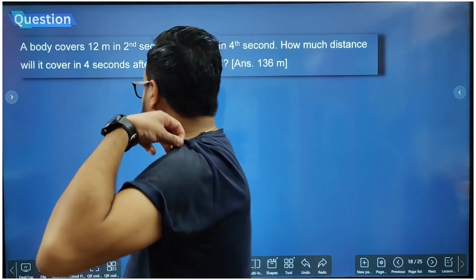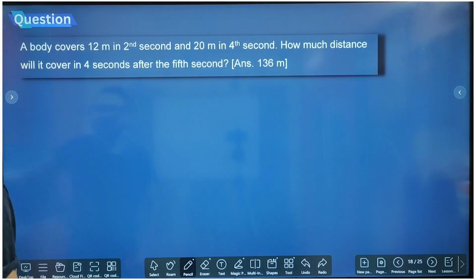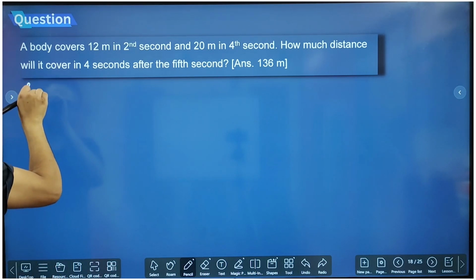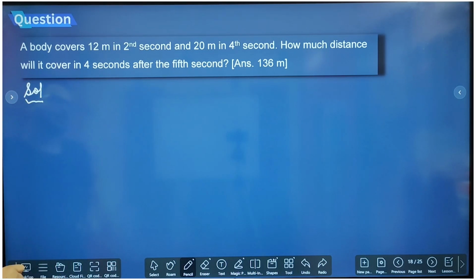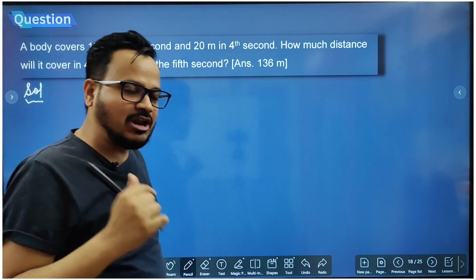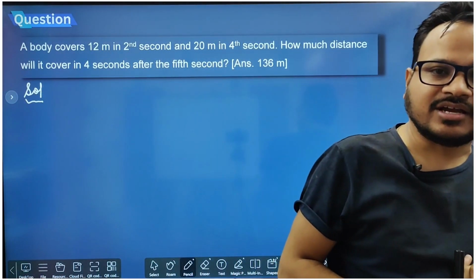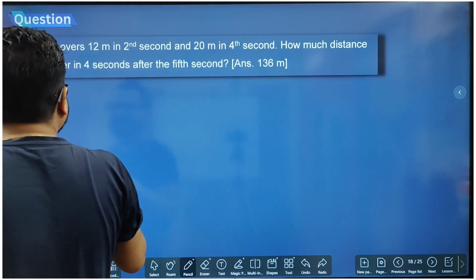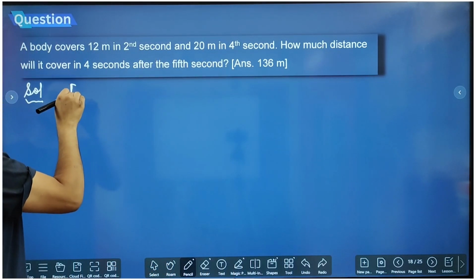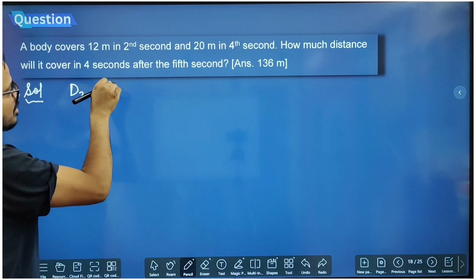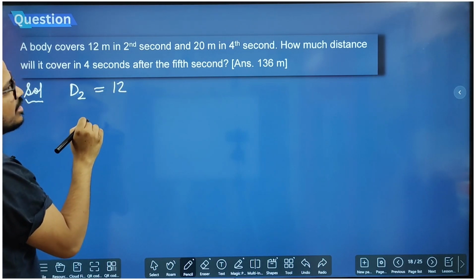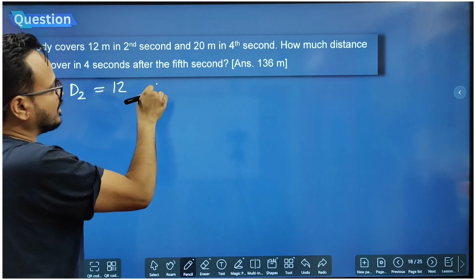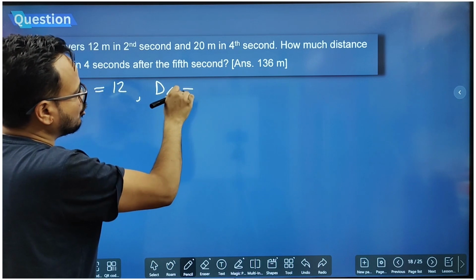A body covers 12 meter in the second second. Second second means only this distance, 12 meter, is covered only in the second second. So for this question we are going to use the fourth equation of motion, the Dn one. This is given as D2. D2 means distance covered in the second second, and 20 meter in the fourth second. So D4 is 20 meter.